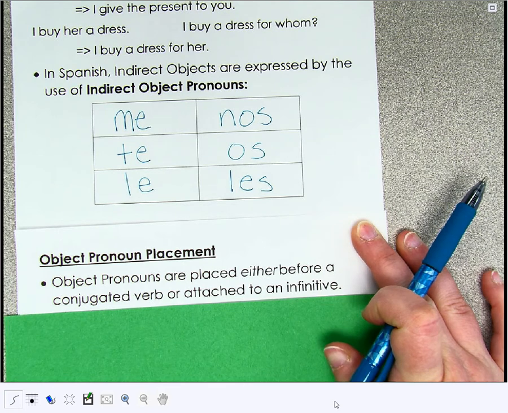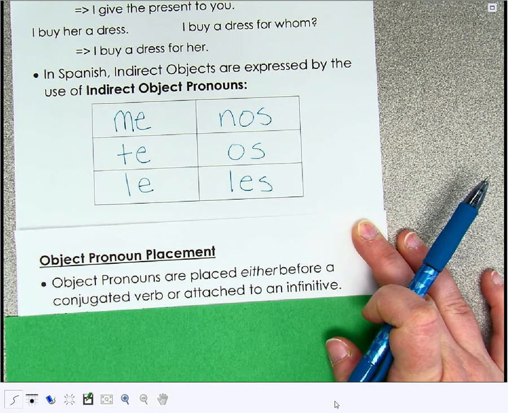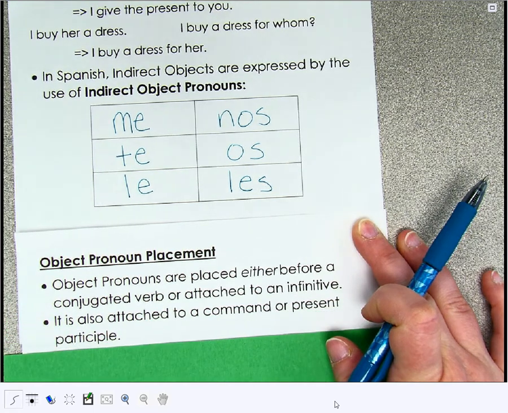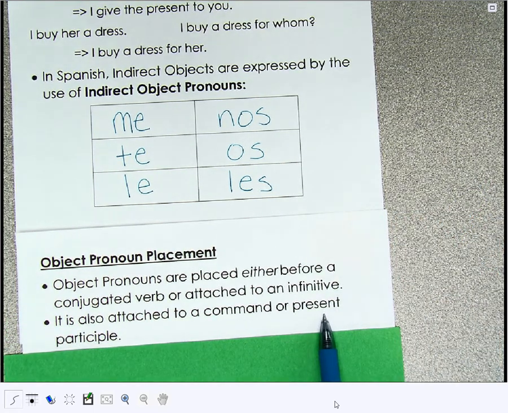This next piece of information is really mostly for reference, but there is a chance we might get to present participles this year.